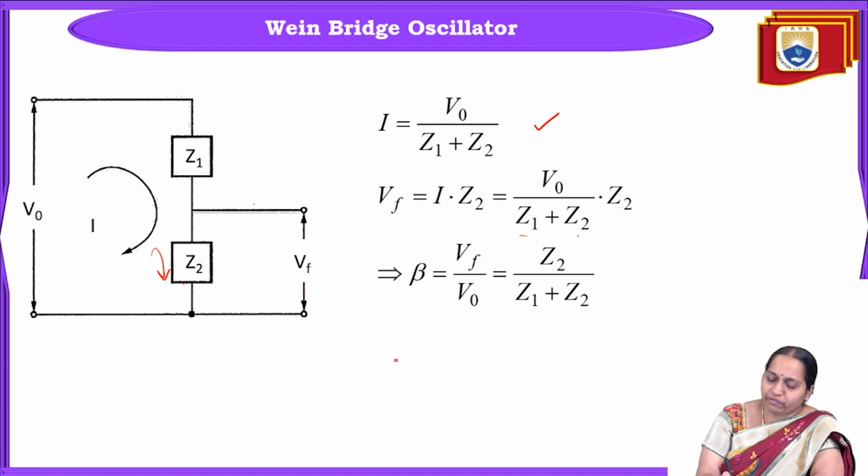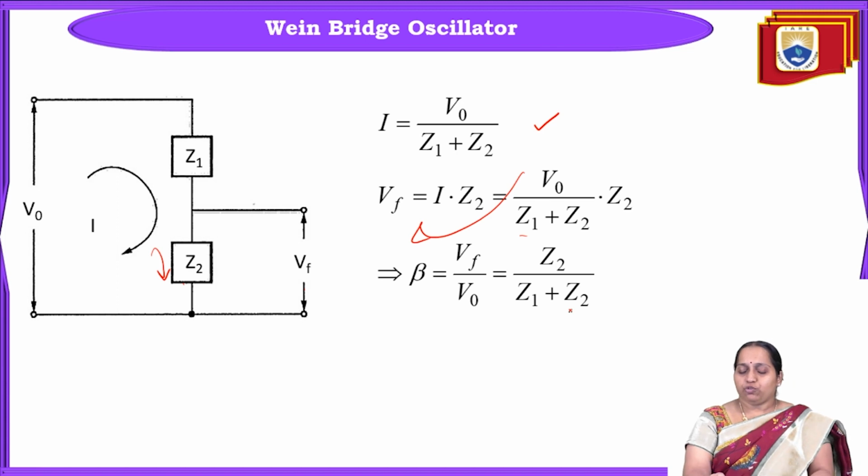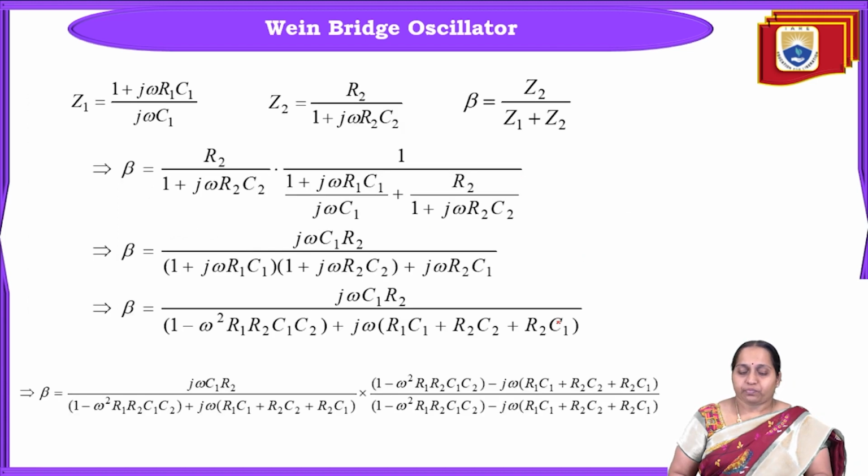Now usually we denote the gain of the feedback network by beta. Beta equals what? Vf by V0. So taking V0 to the other side, Vf by V0 equals Z2 by Z1 plus Z2. So beta is given by Z2 by Z1 plus Z2.